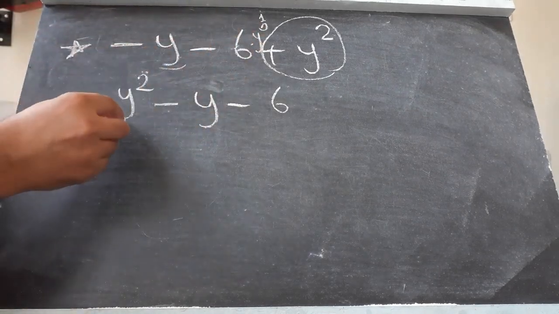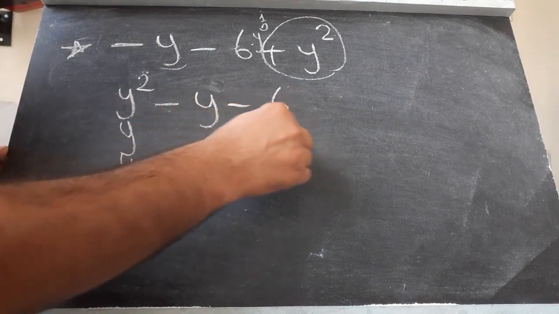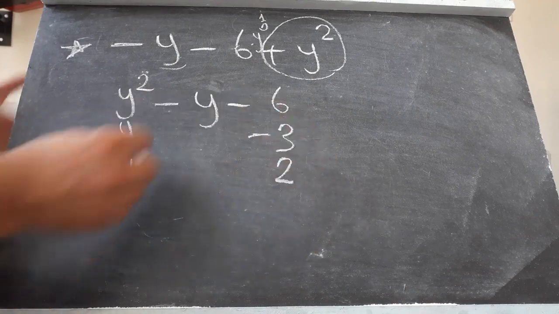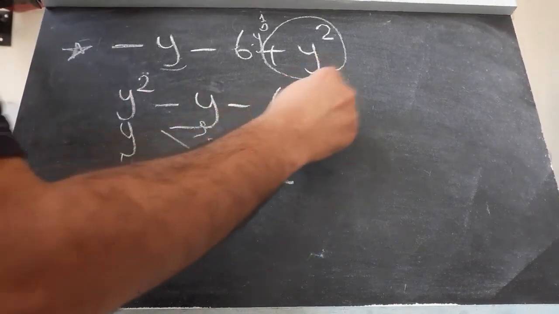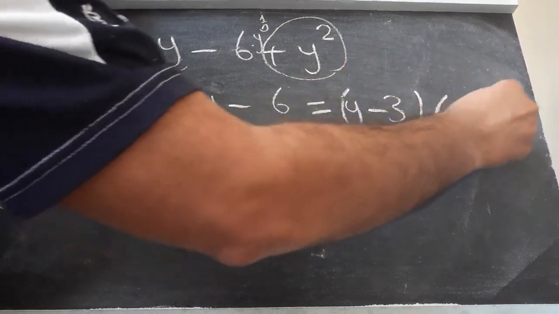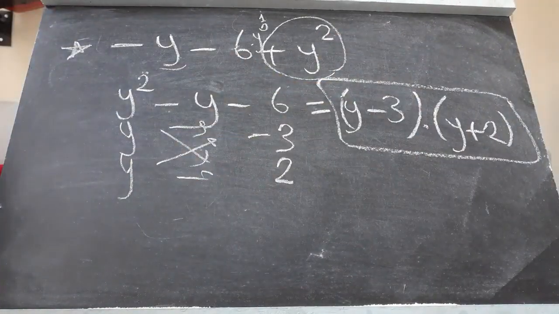Now I will just factorize this. Y, this one will be negative 3 times 2. Y times y, negative 3 times 2. That will be, correspondingly, y minus 3 times y plus 2. Okay, that will be your final answer.